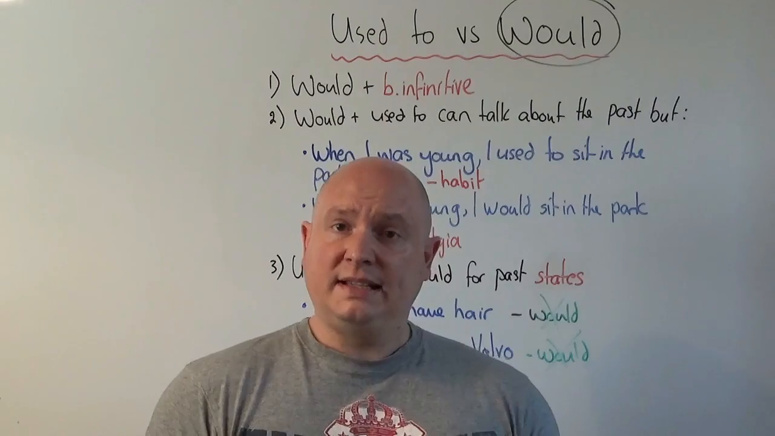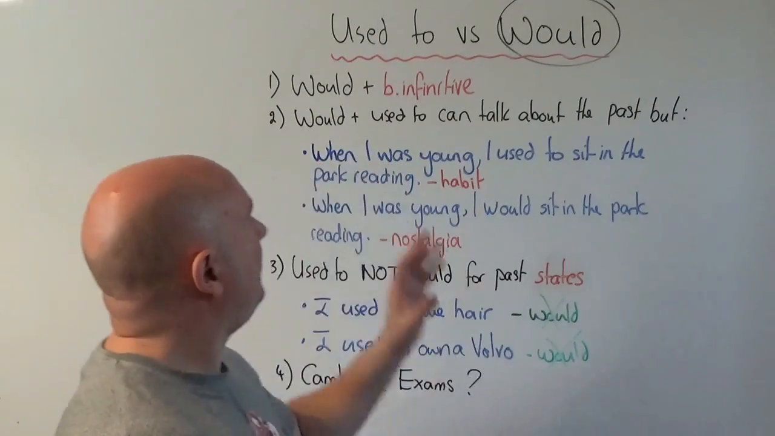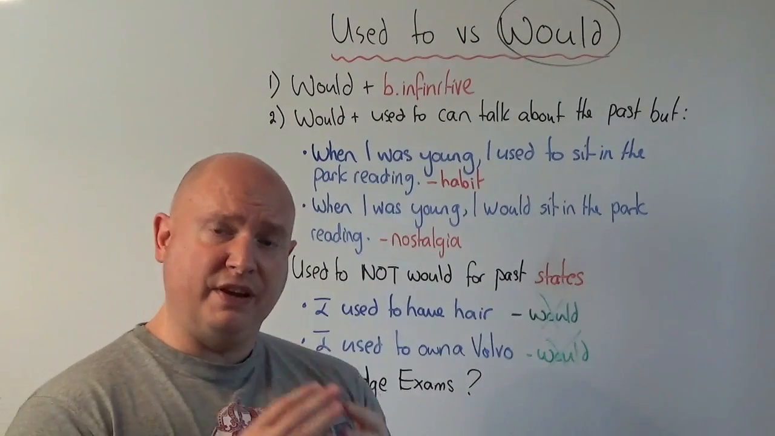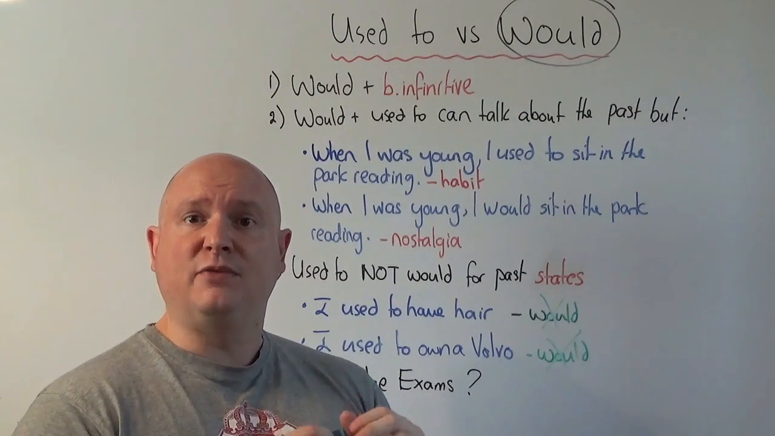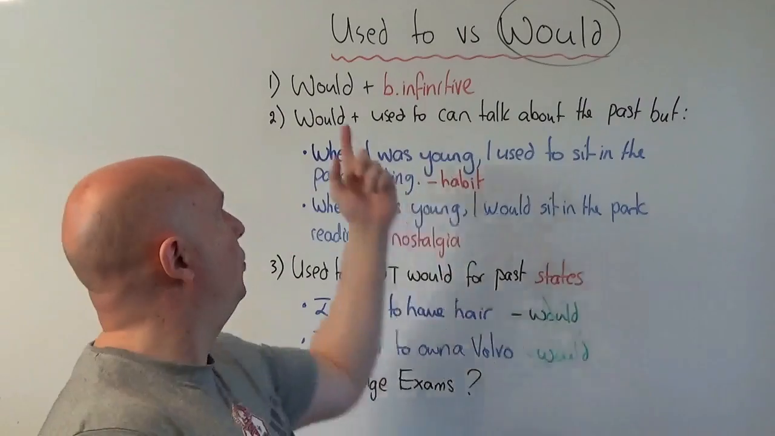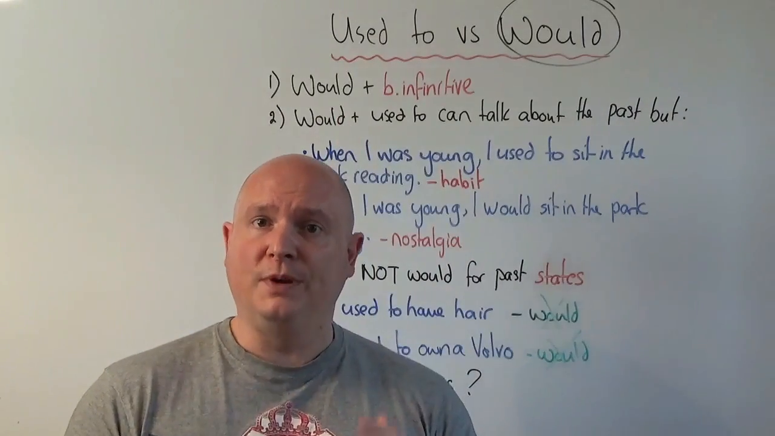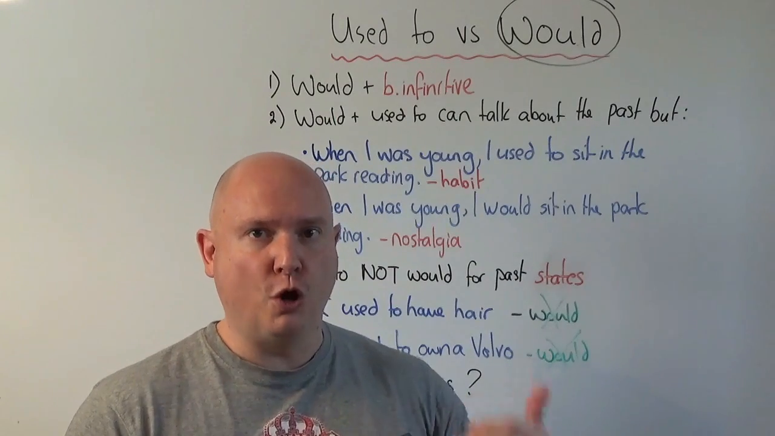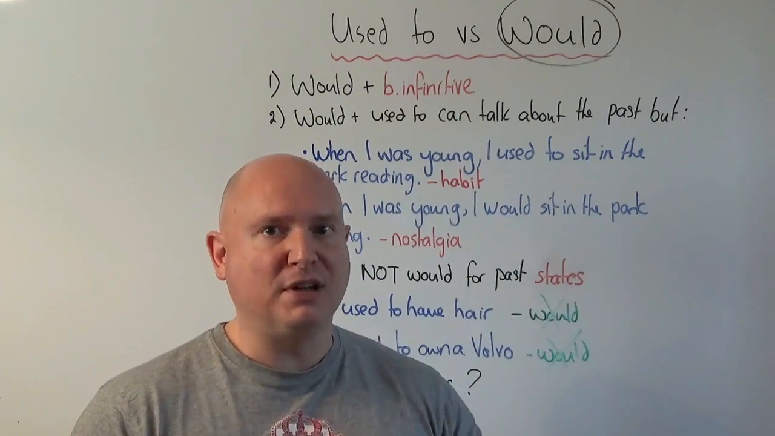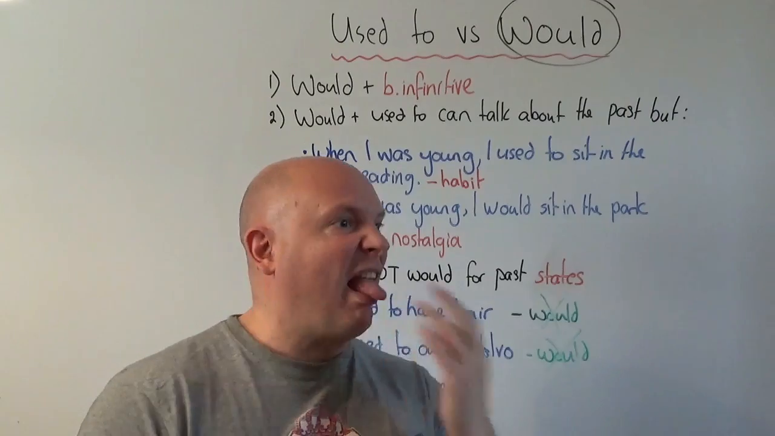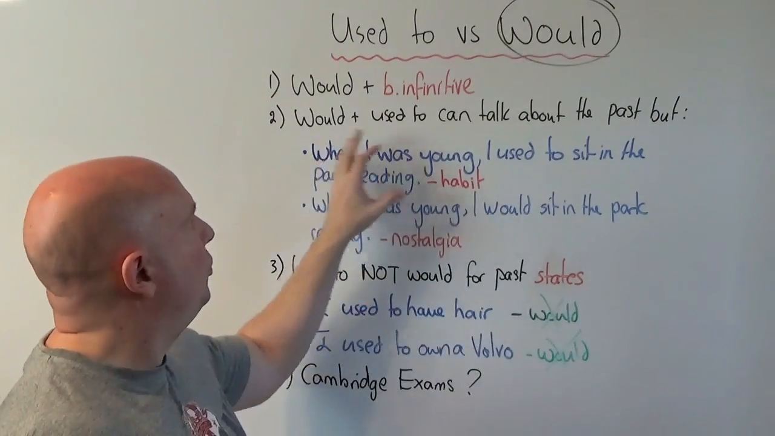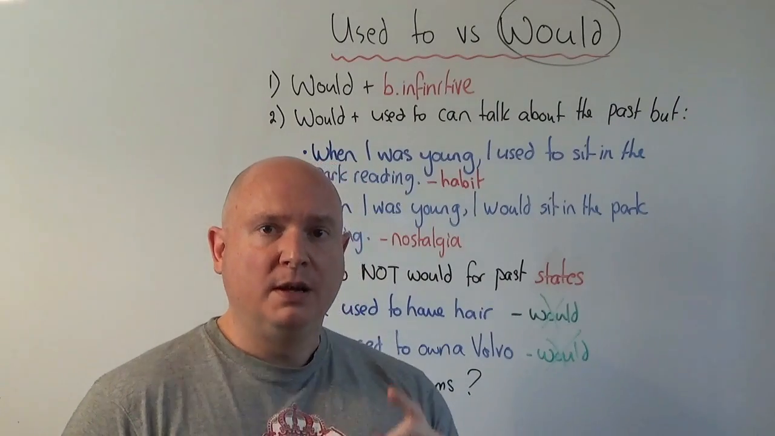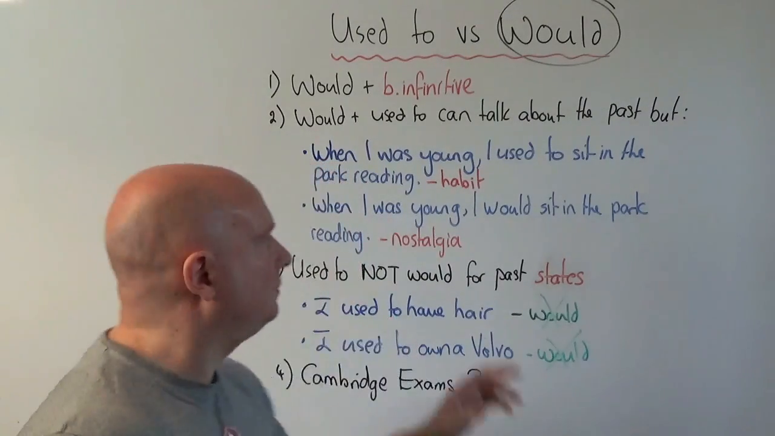So my friends, let's have a look at would. Now, would is plus a bare infinitive. A bare infinitive is an infinitive without to, because would is a modal verb, and as we know, modal verbs are not plus to. Like should go, can go, must go, not must to go, would to go, can to go, there. Now, would and used to can both talk about the past, but there is a difference.